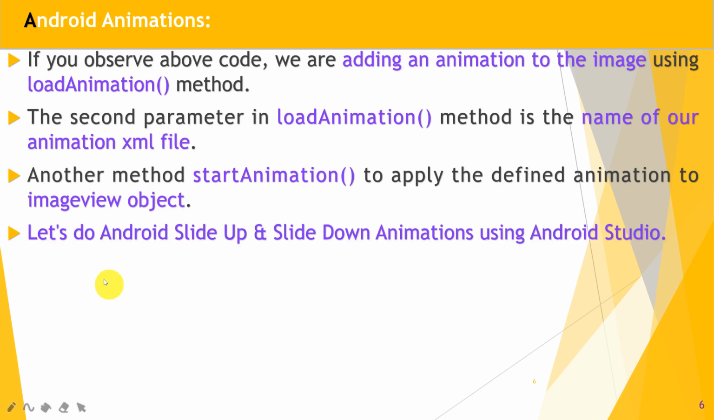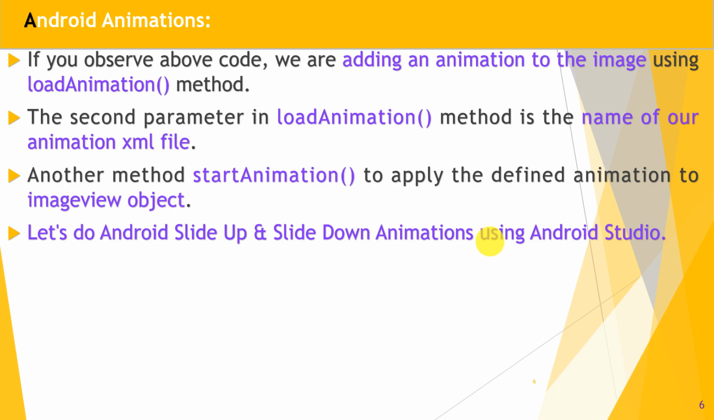Let's do Android slide up and slide down animation using Android Studio. Great. So here in Android animation, what are the steps? First step, you have to create your main activity.xml file where we take an image view and, suppose, two buttons for slide down and slide up.